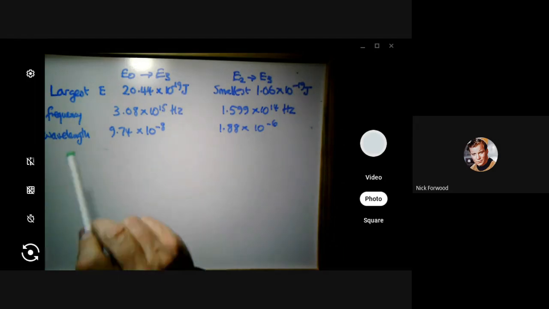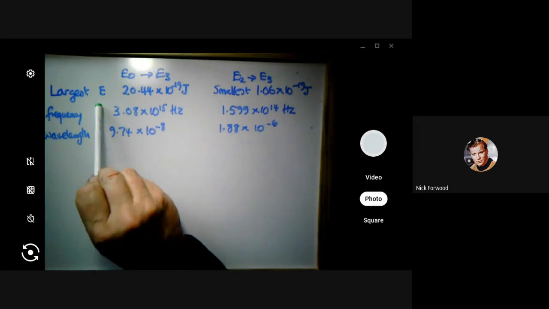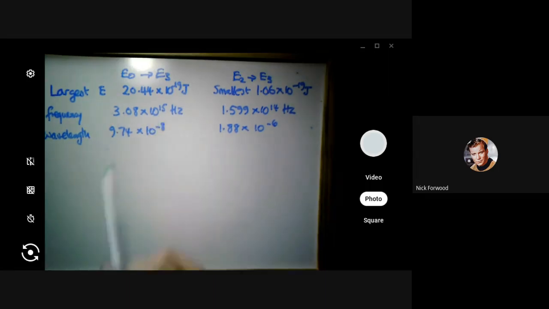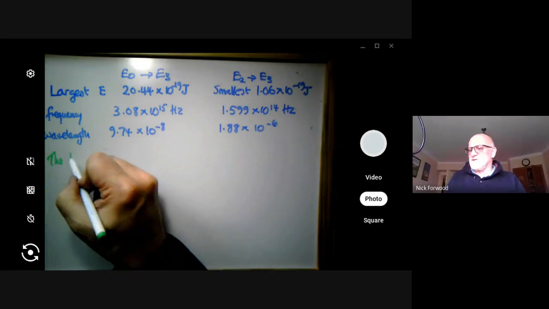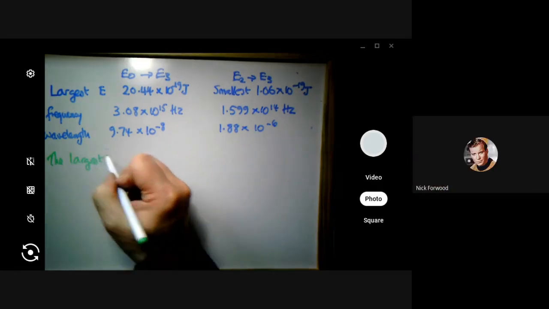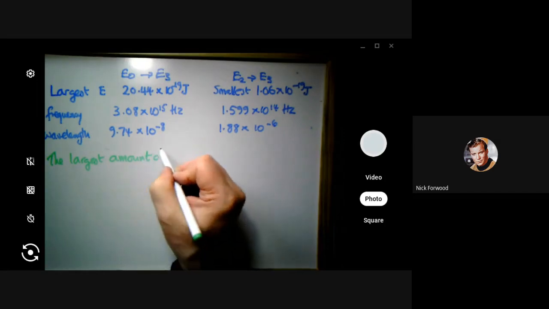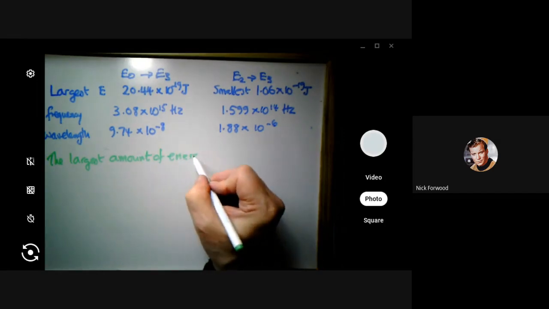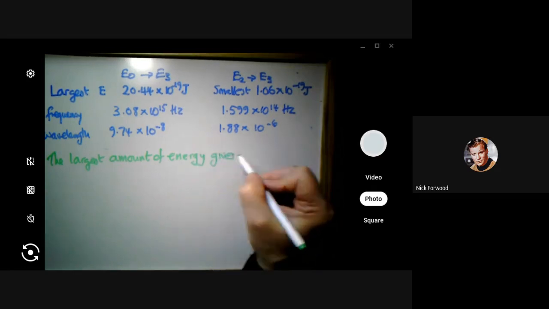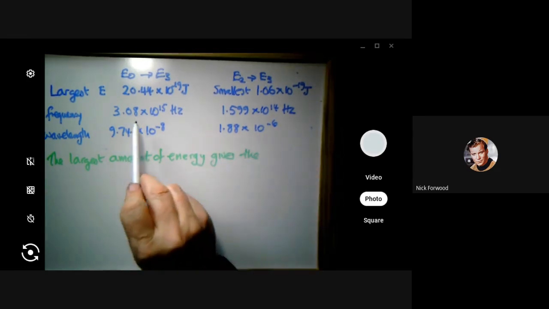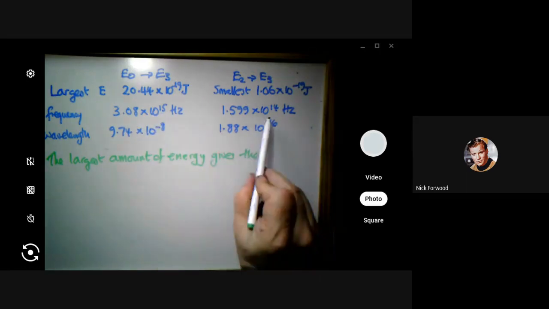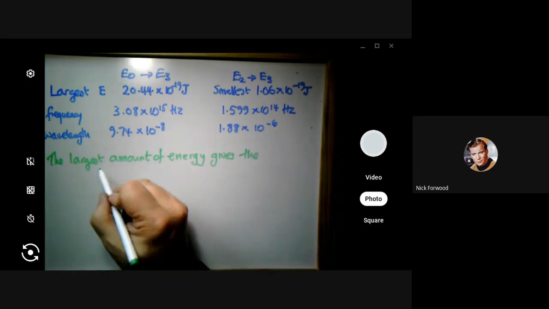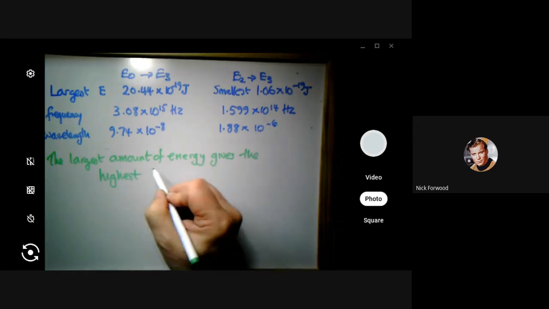The largest energy gives the highest frequency. To use the proper word, that is bigger. This could be the biggest frequency, but I'm going to say it's the highest frequency, because anything times 10 to the power of 15 is bigger than 10 to the power of 14. The largest amount of energy gives the highest frequency.